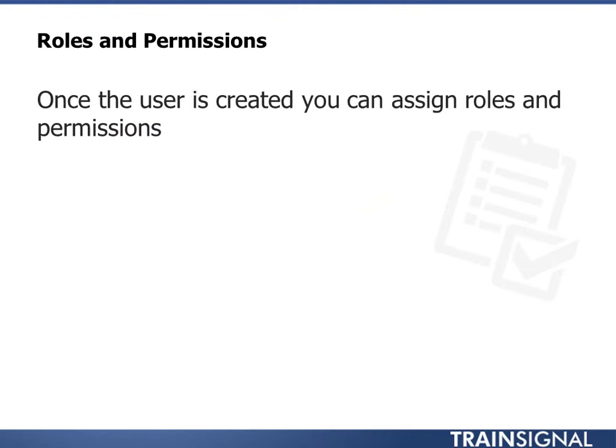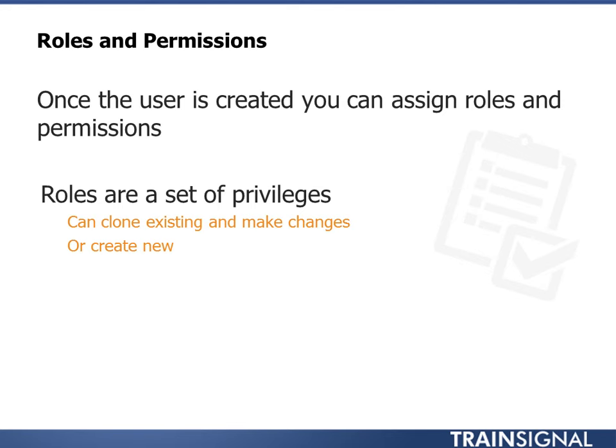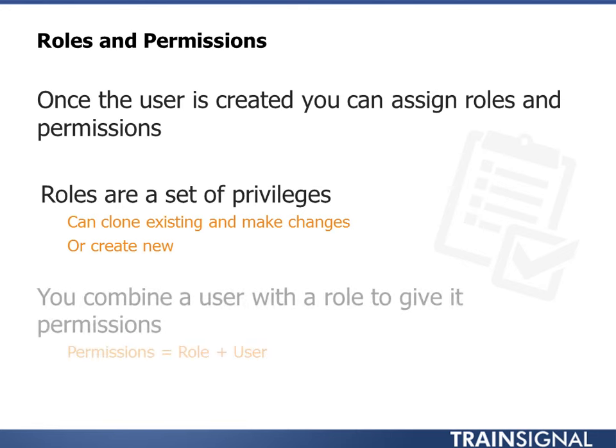Then we have roles and permissions. So once the user is created, you can assign roles and permissions. Roles are a set of privileges, what they can and cannot do. And the easiest way to do this is to clone an existing one and make changes. You can make a new one if you only want to select a few things, but a lot of times you want to clone the administrator one and deselect what you don't want them to be able to do. But again, it's up to you, whichever you think is the quickest path to get to the end result. And then you combine a user with a role to give it permissions. So remember this, permissions equals role plus user.